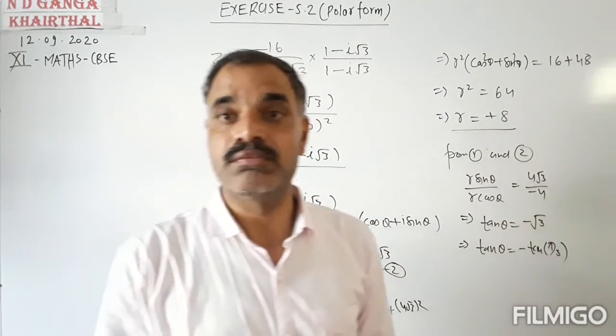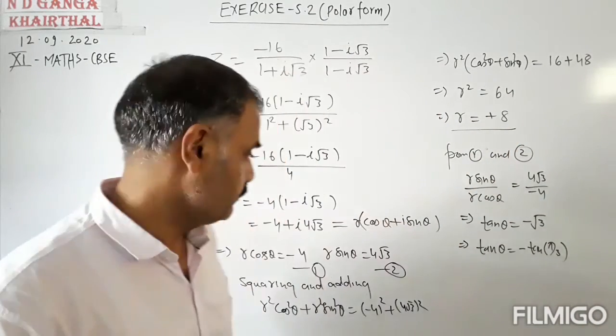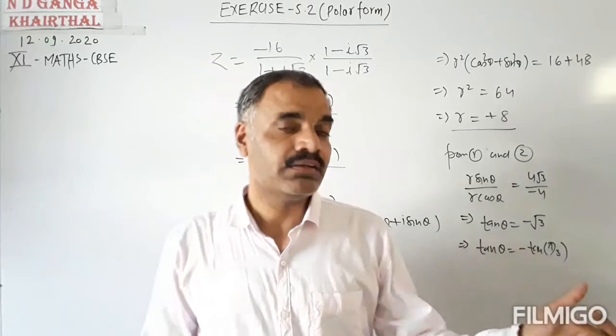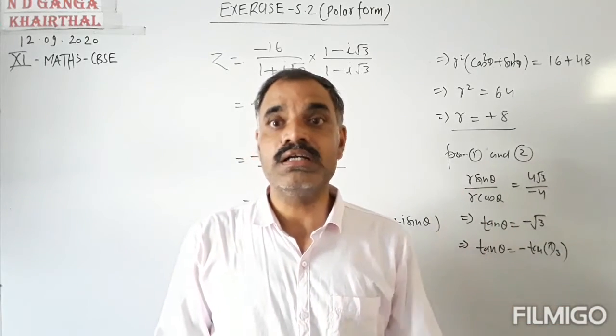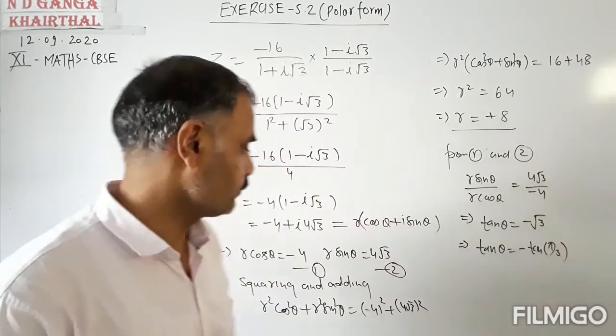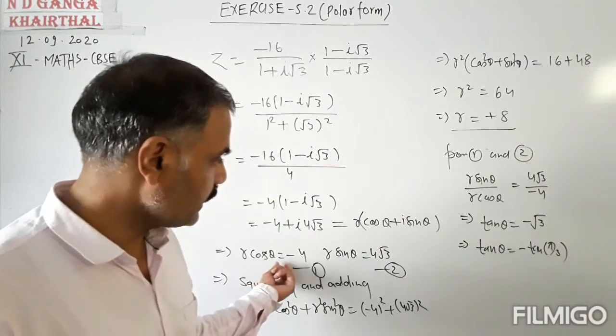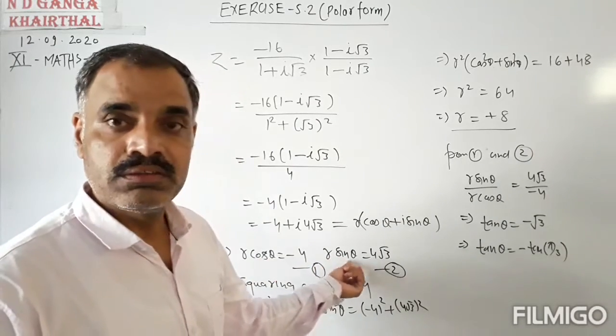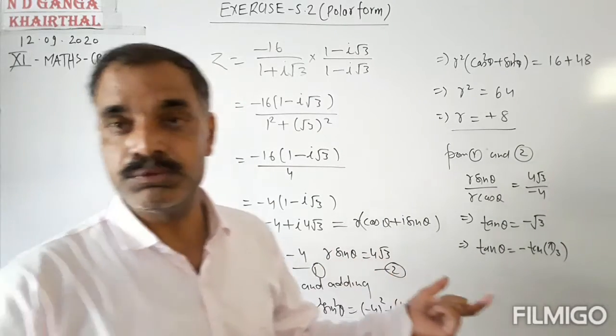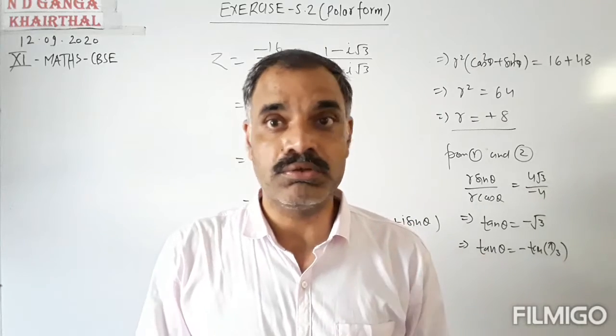This tan is negative, so theta will lie in the second quadrant or the fourth quadrant. But cos theta is negative and sin theta is positive. That is why it is the second quadrant.